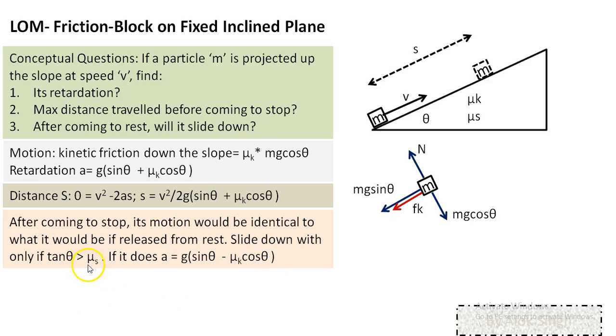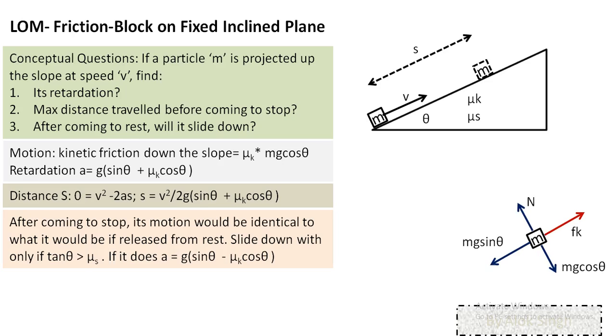So if tan theta is greater than the coefficient of static friction, then it will have a downward acceleration given by g into sin theta minus mu k cos theta. When it is sliding downwards, the direction of the friction force will be opposite. That would be the free body diagram when it is sliding downwards. This will happen only when tan theta is greater than the coefficient of static friction, or the angle of inclination is greater than the critical angle.